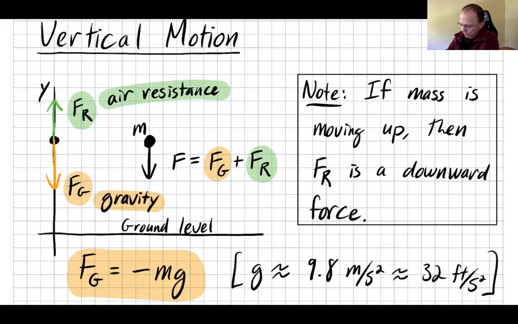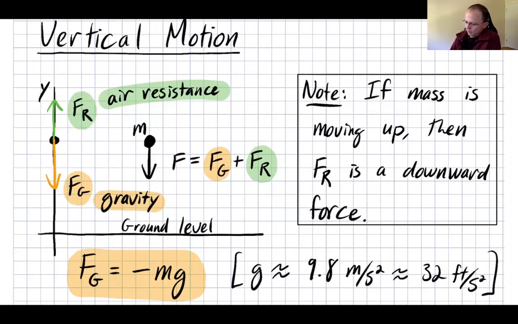And that will be, of course, its acceleration going down. So that will be negative g, where g is about 9.8 meters per second squared, or about 32 feet per second squared. That's the acceleration due to gravity. And then we also have an acceleration due to air resistance. In the case that we're going down, we're getting a vertical acceleration due to air resistance, and that will give us some force here due to air resistance.